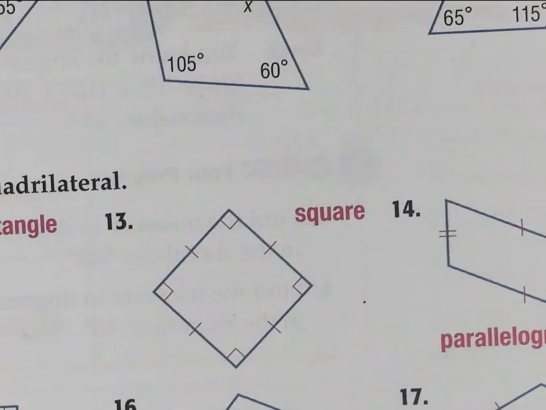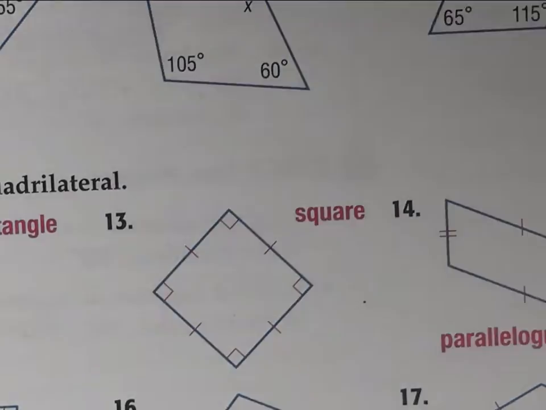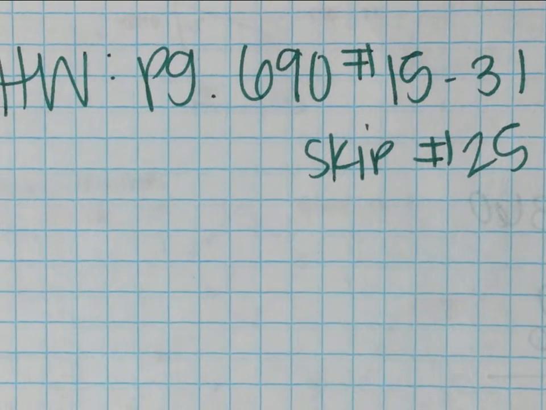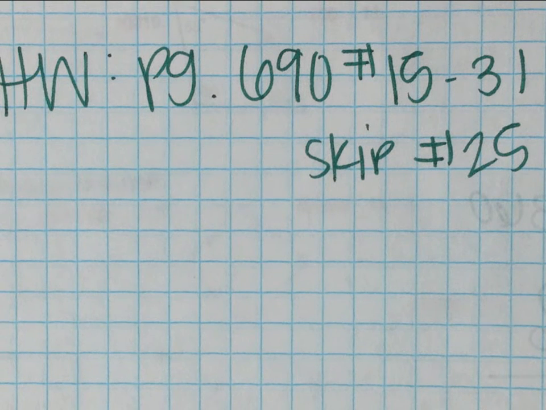Okay. Your homework is page 690, numbers 15 through 31, and you are skipping number 25. So y'all can go ahead and get started on that, and you should be able to knock it out in class.